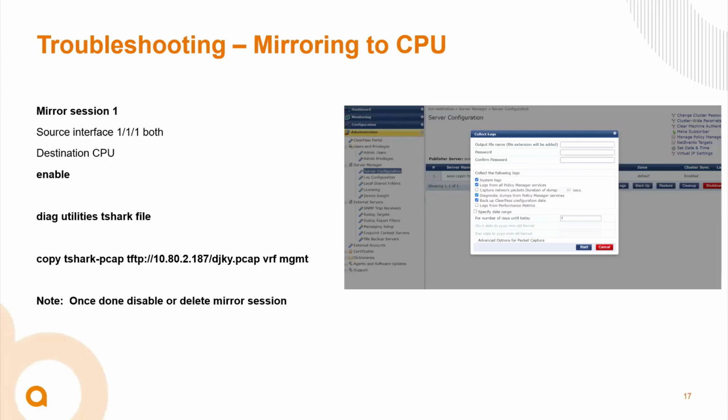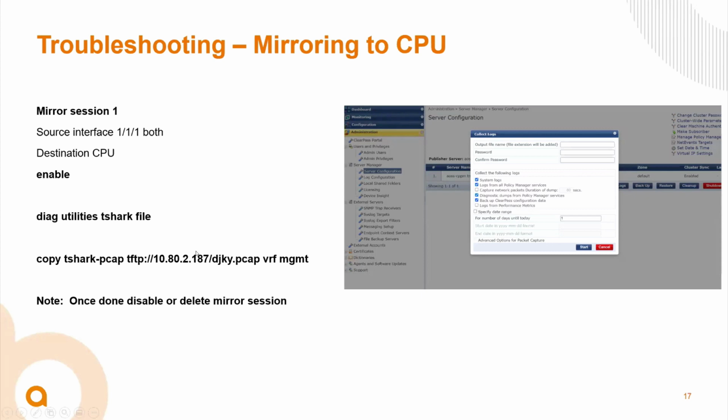Troubleshooting, I find all of these very interesting. One is the CPU, because I don't want to mirror to a tunnel or to another interface where I need another Windows PC. Right here, I can do it on the same AOSCX switch where I can do a mirror session. Remember, as I was telling you, most of my PPT, when you copy paste onto 4100, this will not work because destination CPU is not supported on 4100. So mirror session, source interface both, destination CPU, enable it, and diag utility tshark file.